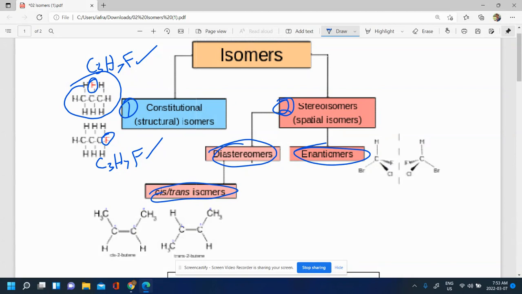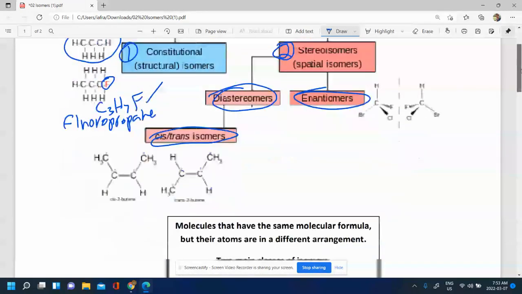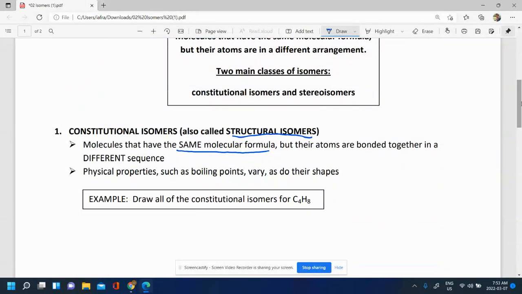And one way to sort of prove it is to name it based on our naming rules. So here we can see we have 1-fluoropropane. You don't have to put the 1 because it's implied there. And here you can see you have 2-fluoropropane. Same formula, just different bonding sequence. And that different bonding sequence will lead to different properties as well. So you have different physical properties like boiling points, and that's really because they have different shapes and different forces that take place in different areas, and that's what leads to different physical properties.